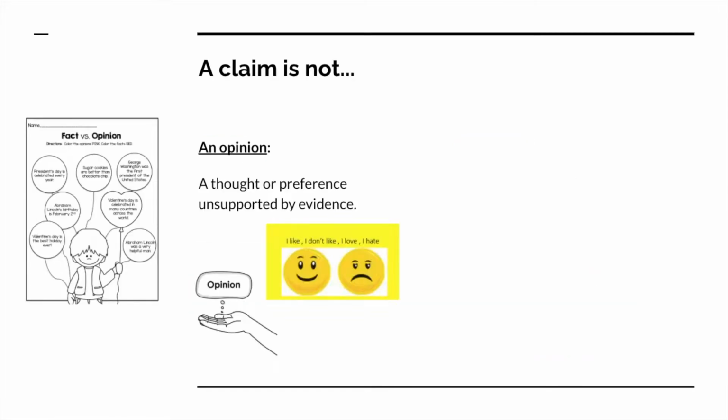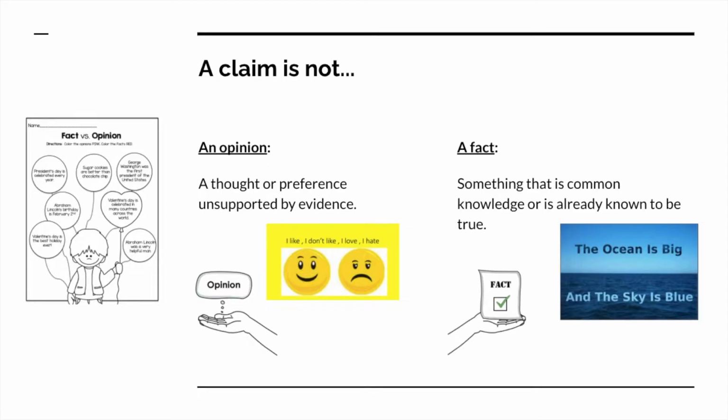A claim is not an opinion or a thought or preference unsupported by the evidence, because our job as expert writers is to analyze evidence thoroughly and allow the text itself to guide us to a conclusion. A claim is also not a fact. Remember that the point of writing an argument is to present your own logical and analytical thinking about the evidence, and it is this thinking that compels the reader to continue reading.